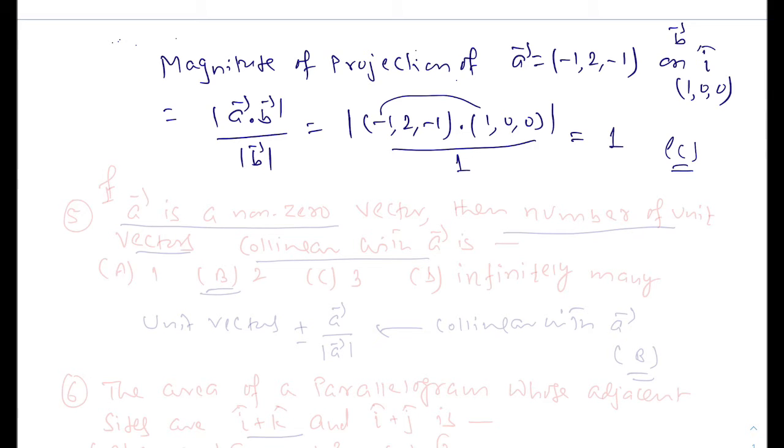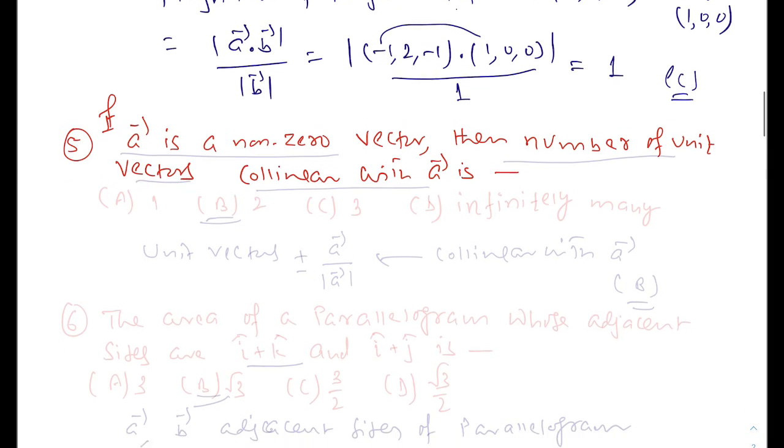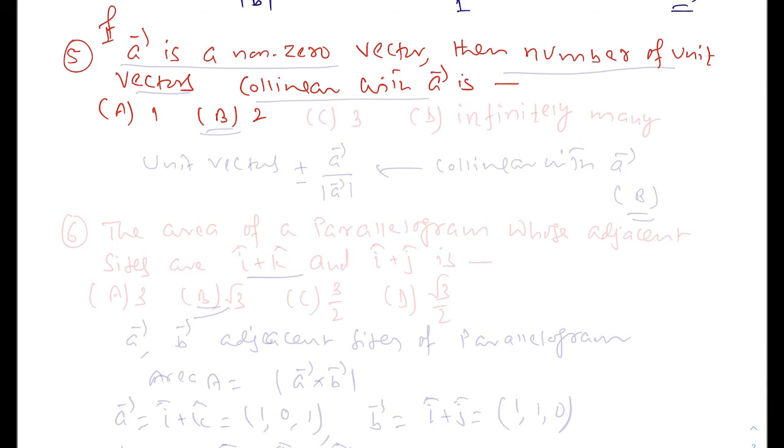Okay, next. If A bar is a non-zero vector, then the number of unit vectors collinear with A bar is blank. Options are 1, 2, 3, infinitely many.